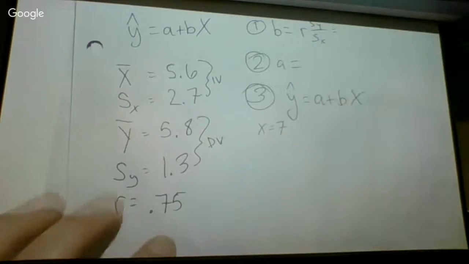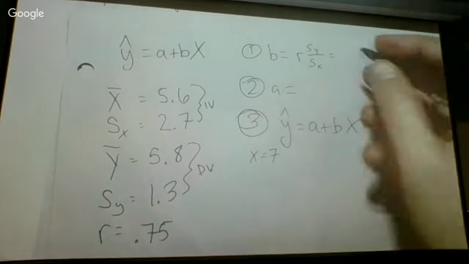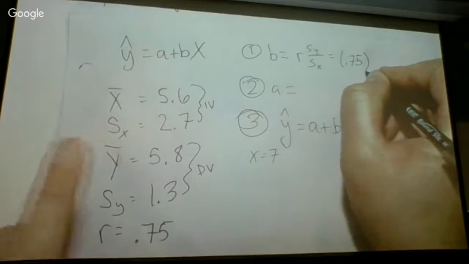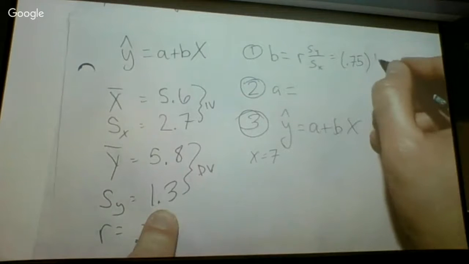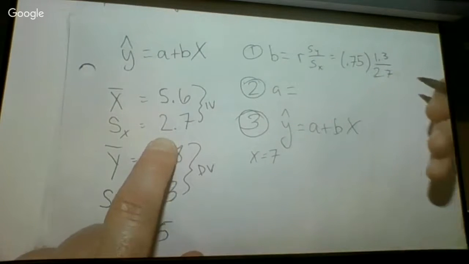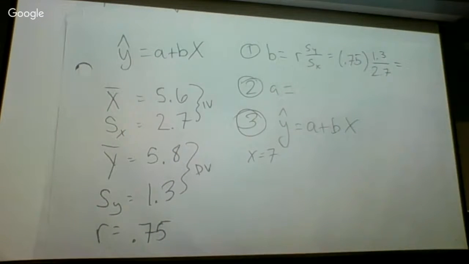That's the formula for b: r times the standard deviation of y over standard deviation of x. S sub y is 1.3. S sub x is 2.7. So I'm going to guess you get a value of something around 0.38. You can use a calculator to come up with b.